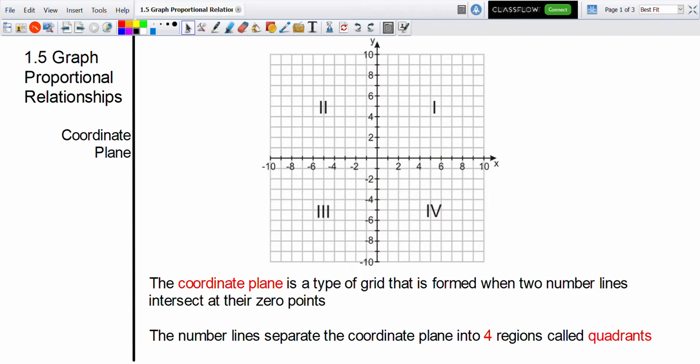Okay, this lesson is about graphing proportional relationships. And when we've been doing graphing this year, we've been focusing very primarily on quadrant 1, where the x and the y-axis both are positive numbers.